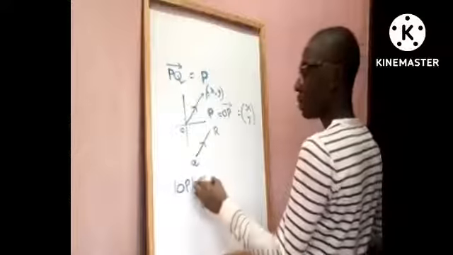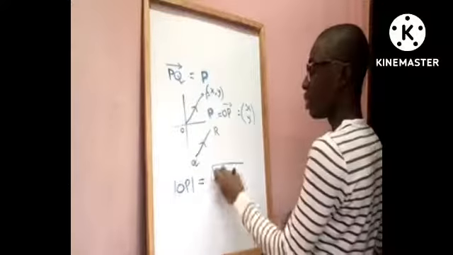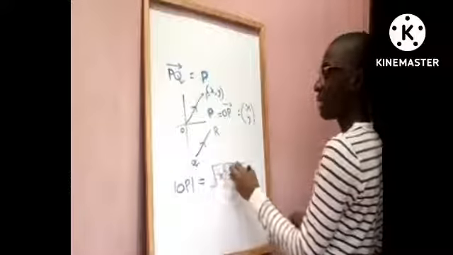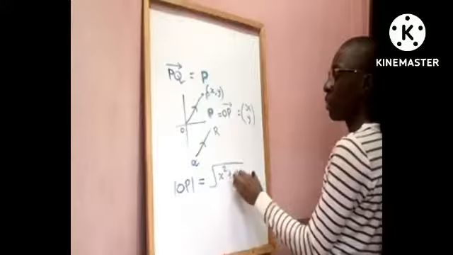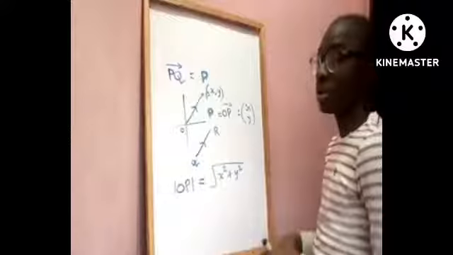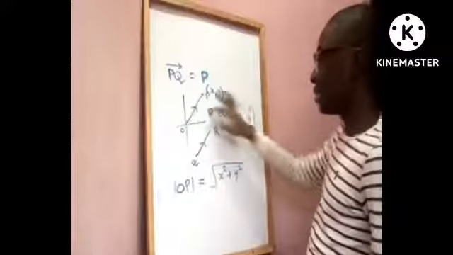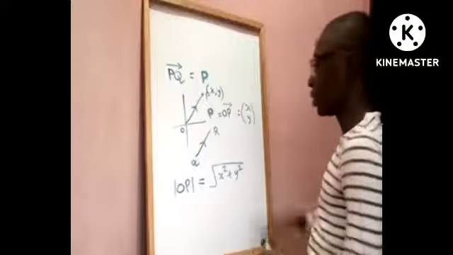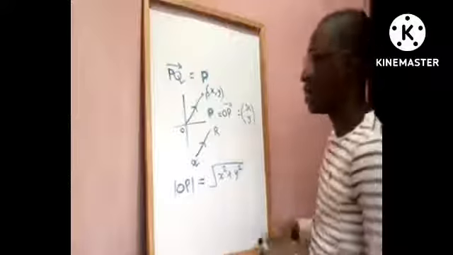Then OP, the magnitude of the vector, will be equal to the square root of the square of the x and y coordinates. That's root x squared plus y squared. So that would be the distance for x and y. But at the beginning we are dealing with two different coordinates.